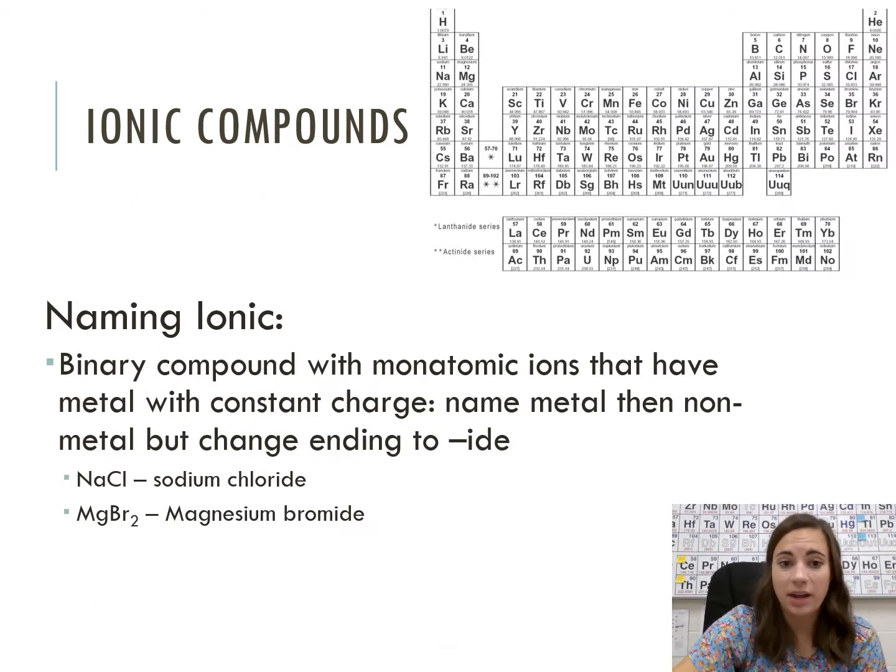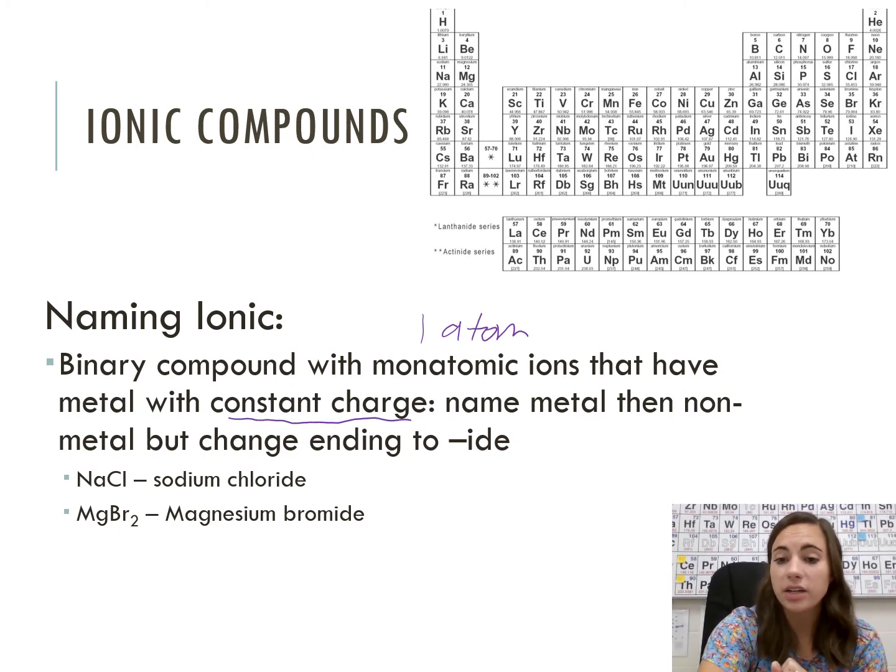So how do we name ionic compounds? We have 3 sets of rules, or 3 categories that we name differently. The first is a binary compound, meaning it has 2 ions, and we're only going to be doing compounds with 2 monoatomic ions. All that means is they're 1 atom, so we don't have any polyatomics. They have a metal with a constant charge, okay?